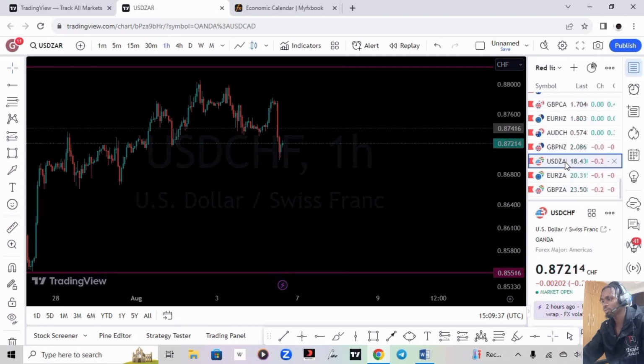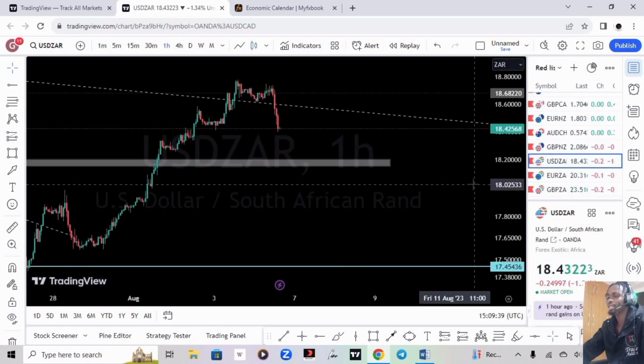USD ZAR is a sell as well, as you can see. So that is how I normally trade my fundamental NFP, CPI, and every other news out there, guys.